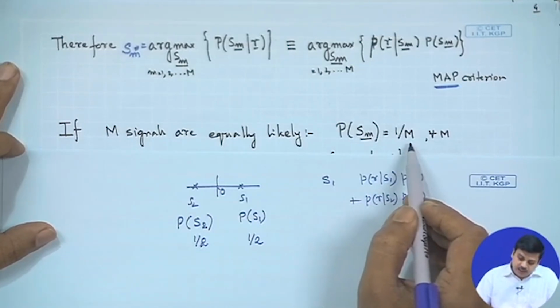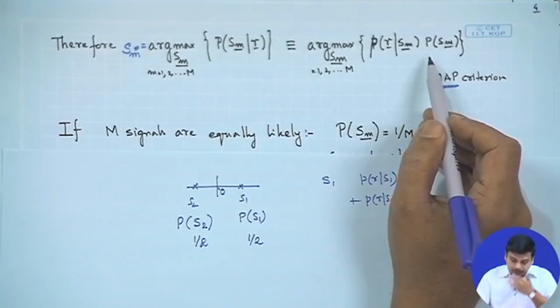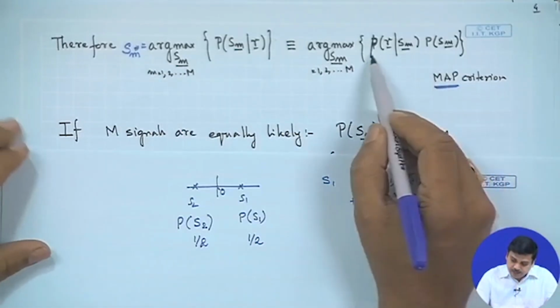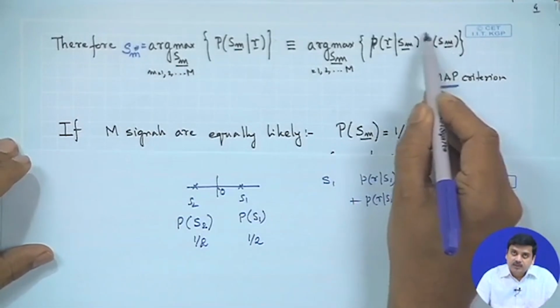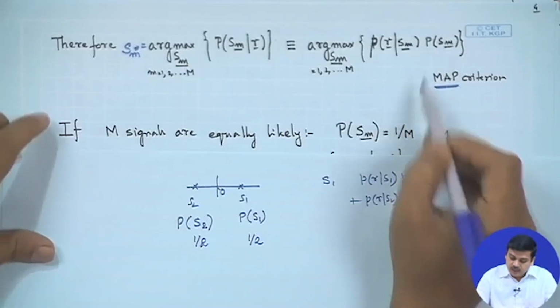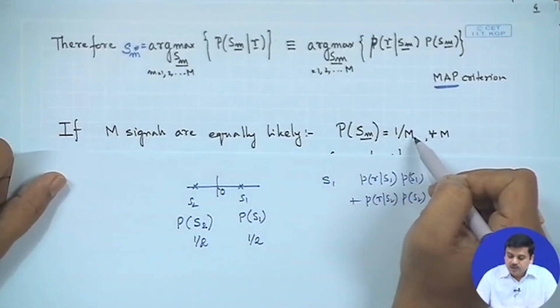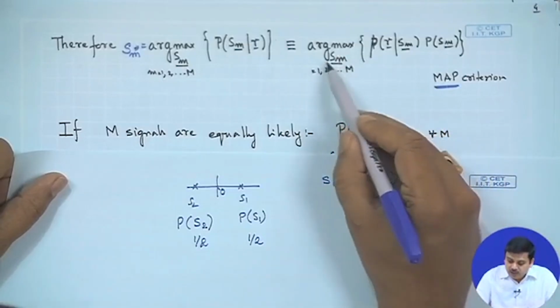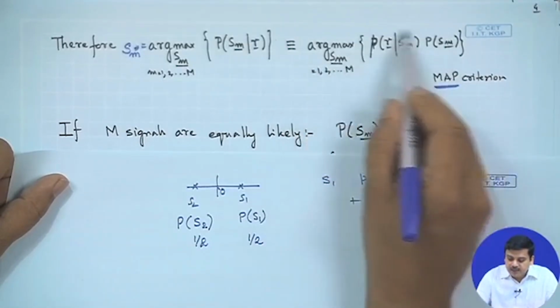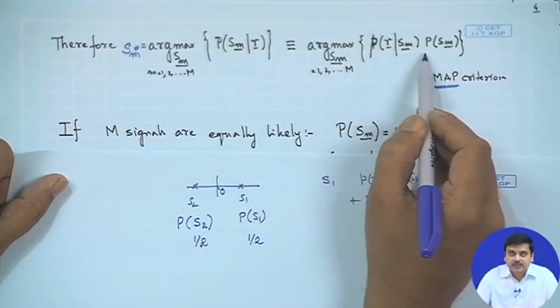And then again you take a look at this particular expression. What you will find is that this portion of the expansion is equal to 1 upon m, which is not dependent on small m. That means it is not dependent on Sm. So, you have to maximize this, choose the argument which maximizes this.